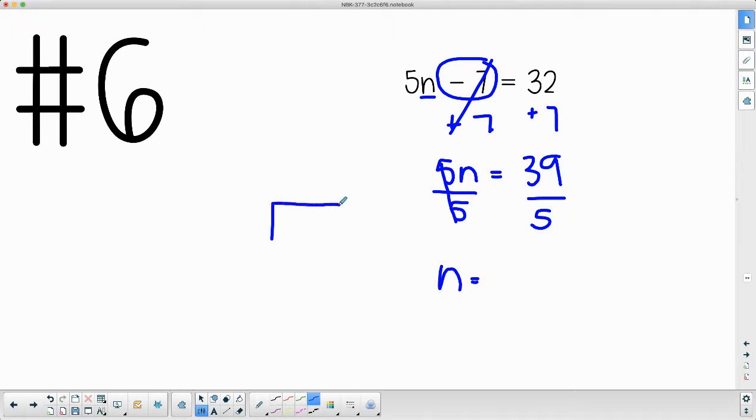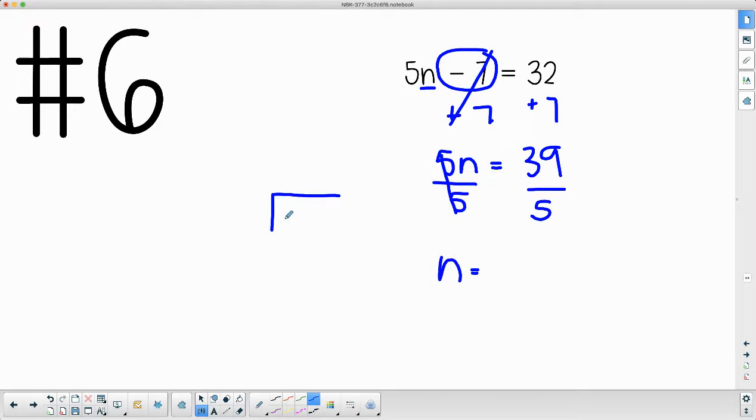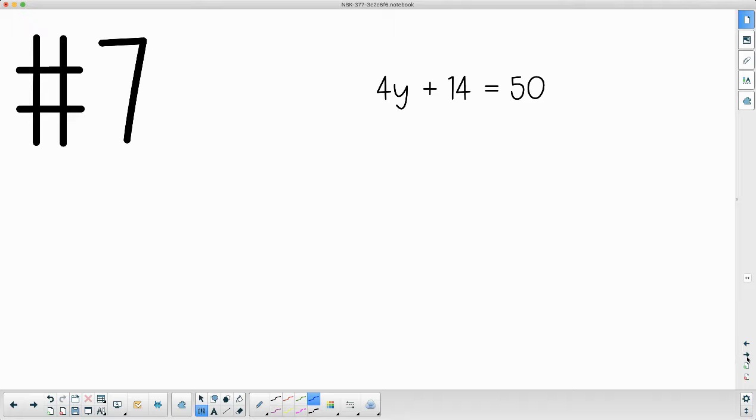I know 5 can't go evenly into 39. Looking at the answers on number 6, I can see that they're given in decimals, so I need to find the decimal here. We've got 39 divided by 5. I know it can't go in there perfectly, so I'll go ahead and just add that 0 to get you started. And that will give you your answer to n.